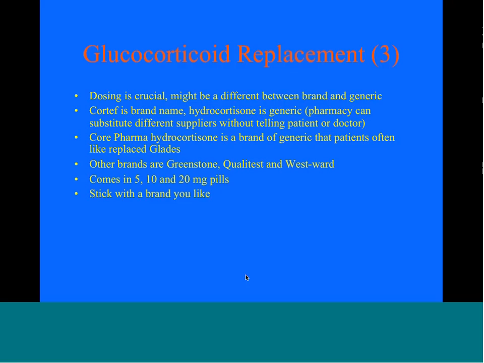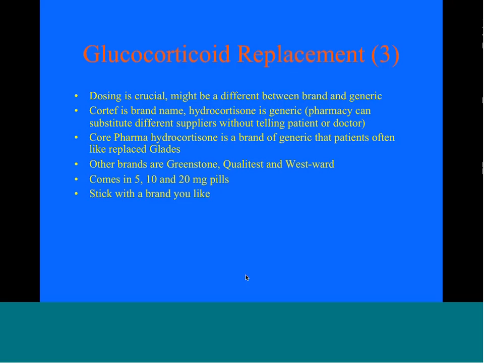Dosing is crucial, and there often is a difference between brands and generic. Cortef is the brand name. It is often not covered by insurance and can be expensive. Hydrocortisone is generic. When you just write hydrocortisone, the pharmacy can substitute different suppliers without telling the patient or the doctor. There are different brands, and the one from Core Pharma is a brand of generics that patients often like. It used to be called Glades, and I think in 2011 it went out of business as Glades. It's now called Core Pharma. Other brands include Greenstone, Qualitas, and Westward.